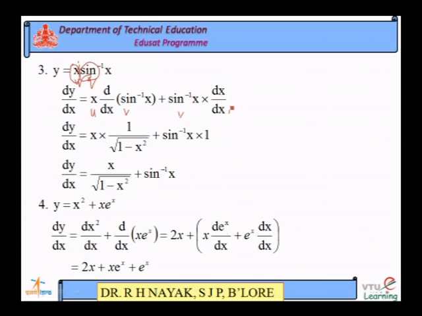So x is kept as it is. Differentiation of sin inverse x is what? Differentiation of sin inverse x is 1 by root of 1 minus x square. Then v is to be kept as it is, that is sin inverse x is taken as it is. Differentiation of x is what? 1. Finally it becomes x into 1 by root of 1 minus x square plus 1 into sin inverse x. You take the fourth example, y is equal to x square plus x into e power x.